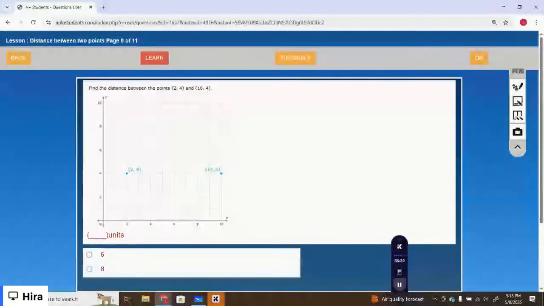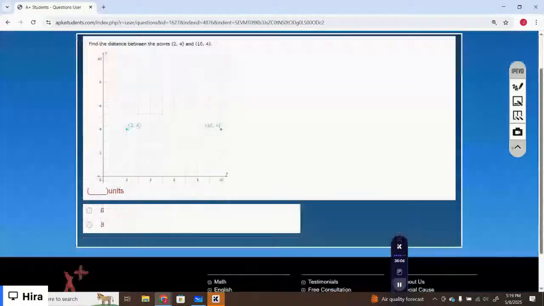Find the distance between the points (2, 4) and (10, 4). That is 10 minus 2, which is 8. The distance between the points is 8. Option number 2 is the correct option. Very good.